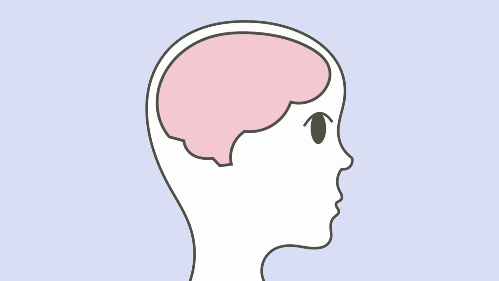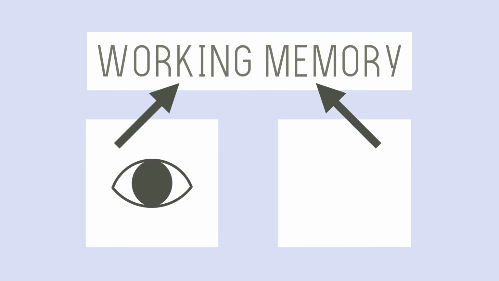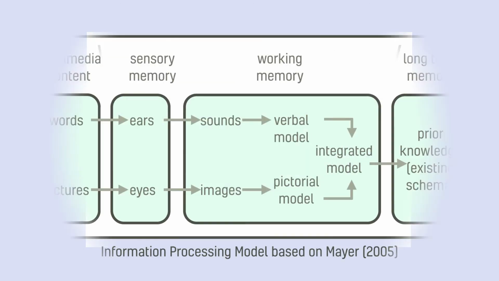This effectively uses a system of how the brain processes information. It is easier to process information in the working memory with the use of two different channels, and more information will end up in your long-term memory.